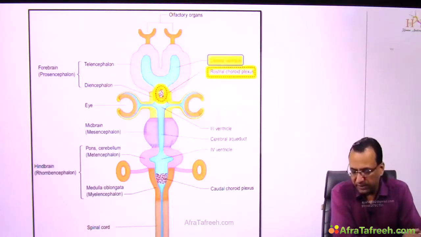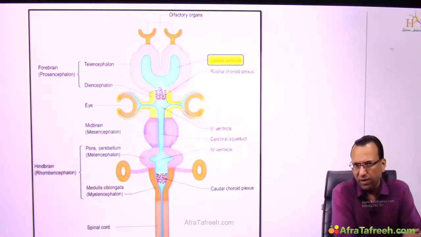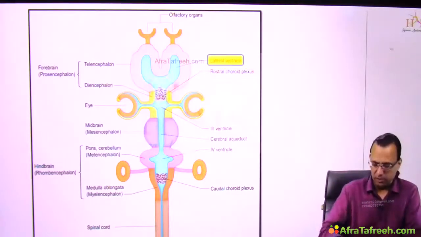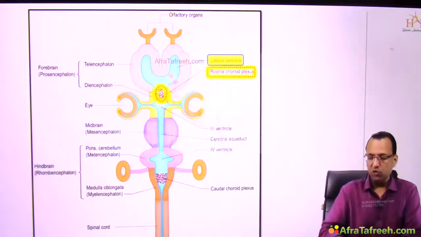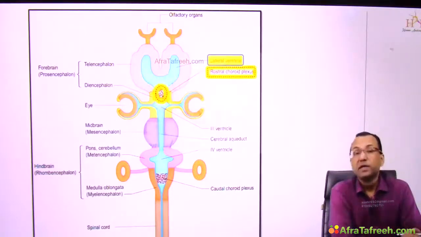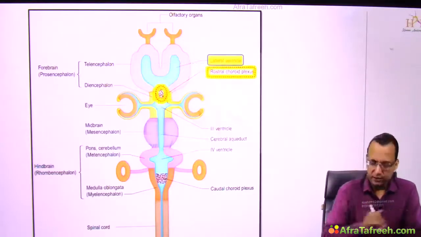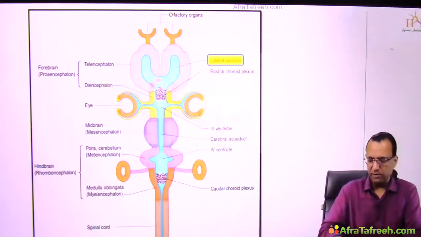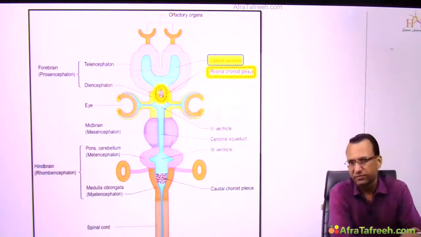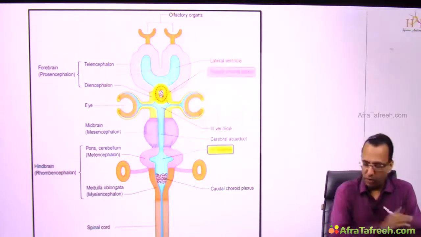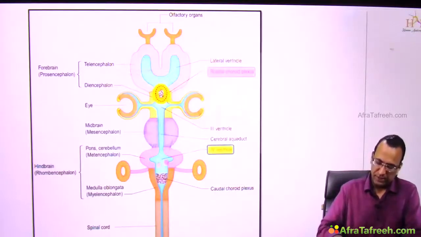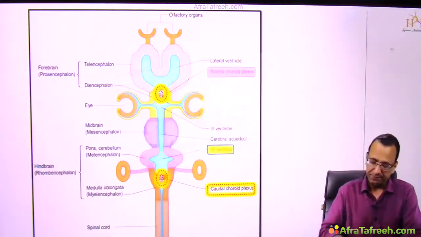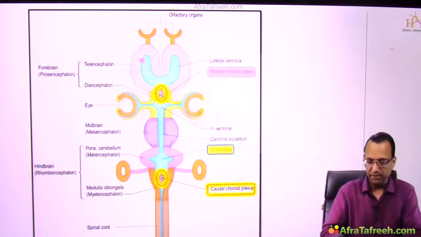We are seeing some choroid plexus in the lateral ventricle, also projecting into the third ventricle. This is going to form the CSF, the ultrafiltrate of blood. Most of the choroid plexus is projecting into the lateral ventricle. Some of that is projecting into the third ventricle and forming the CSF, cerebrospinal fluid. Some choroid plexus is also present in the fourth ventricle and forms some component of CSF there as well. Mostly it is in the lateral ventricle.